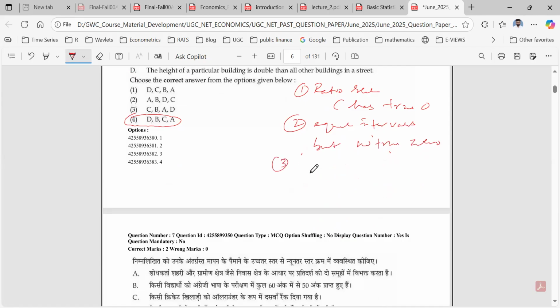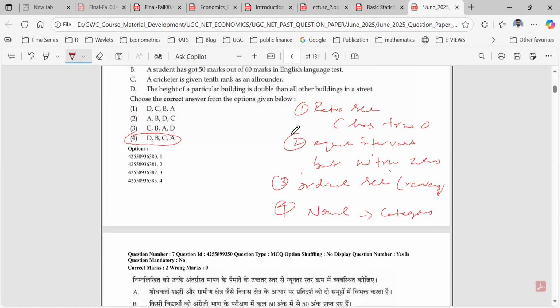And in ordinal scale, what was happening? It was rank order. Basically, it is ranking. Nominal scale: nominal only categories. Okay, so now let us analyze the statements.